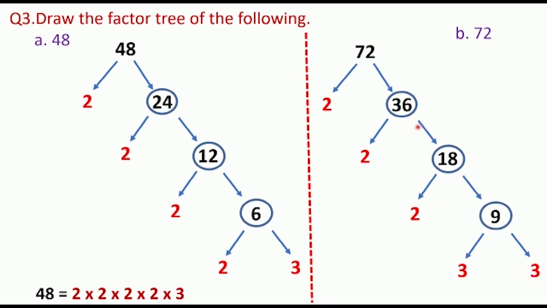Okay. So the prime factorization of 72 will be 2 into 2 into 2 into 3 into 3. Okay. Right here 72 equals 2 into 2 into 2 into 3 into 3. Okay. When you multiply all these numbers, you will get 72 only. Okay. Fine. Now question number C.